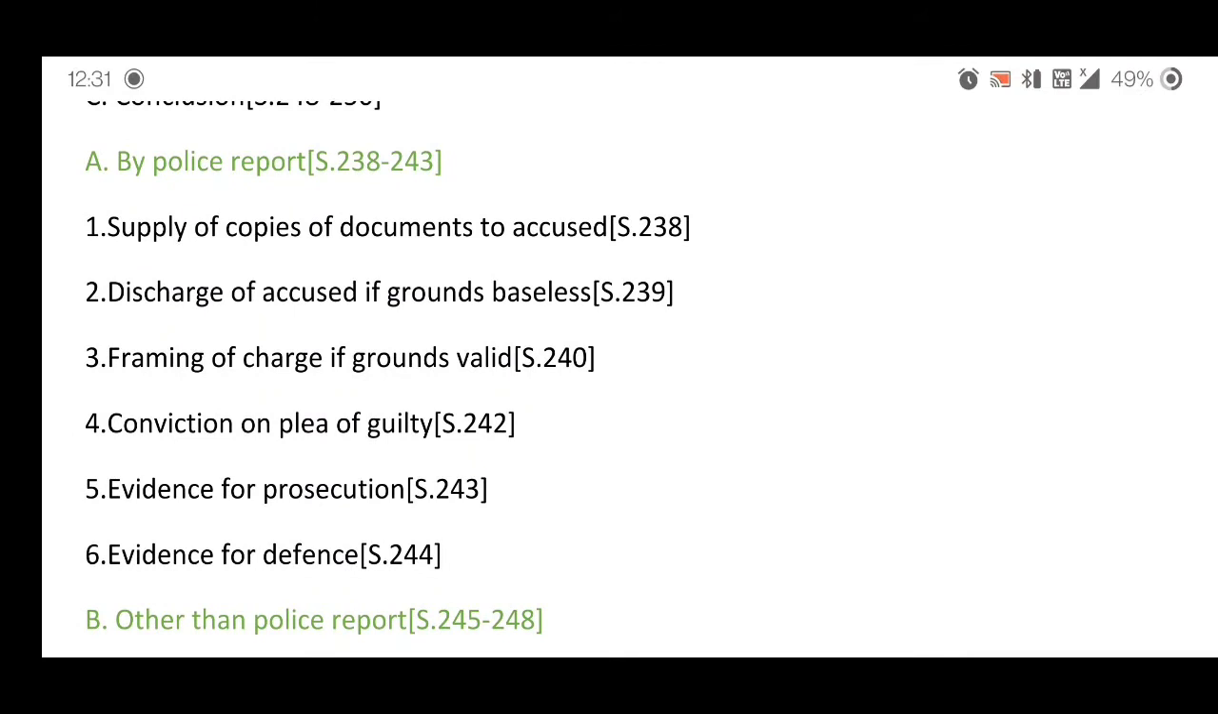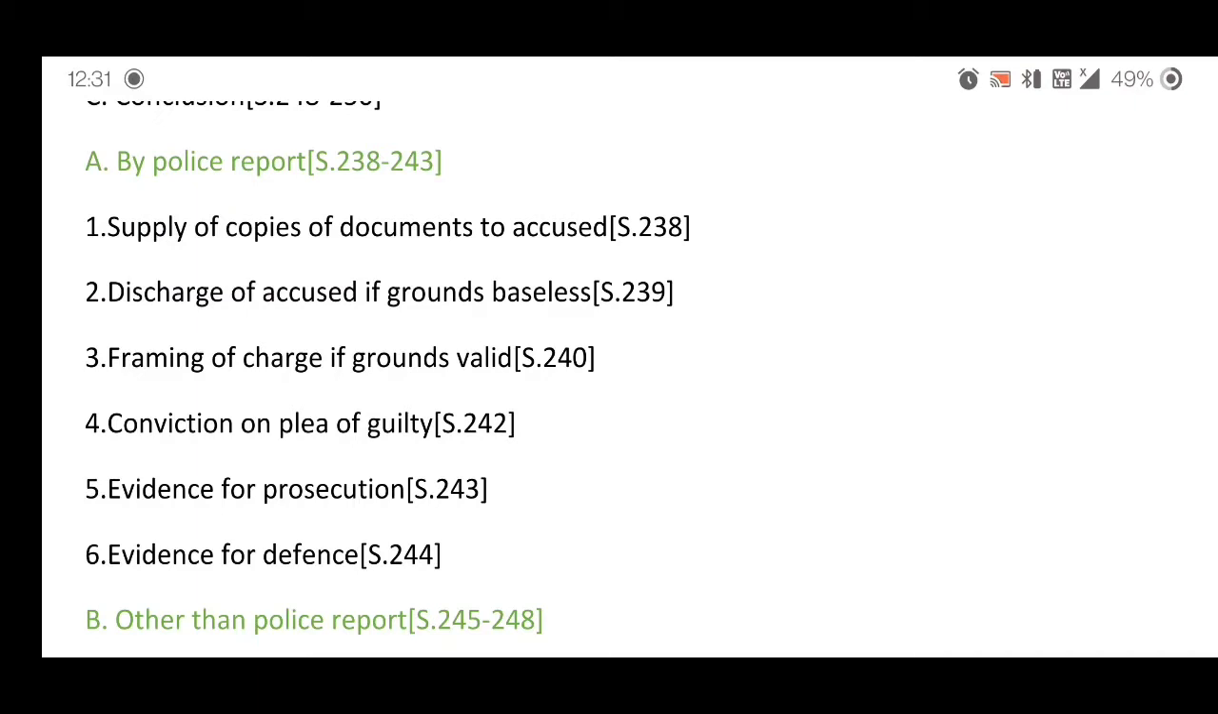By police report. Sections 238 to 243 of CrPC tell us about the procedure to be followed in a warrant trial when there is a police report. The first step is supply of copies of documents to the accused. The accused is supplied with the police report and all the related documents.